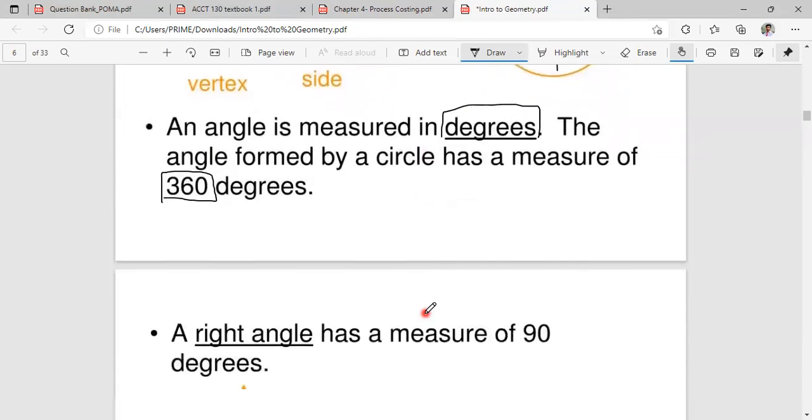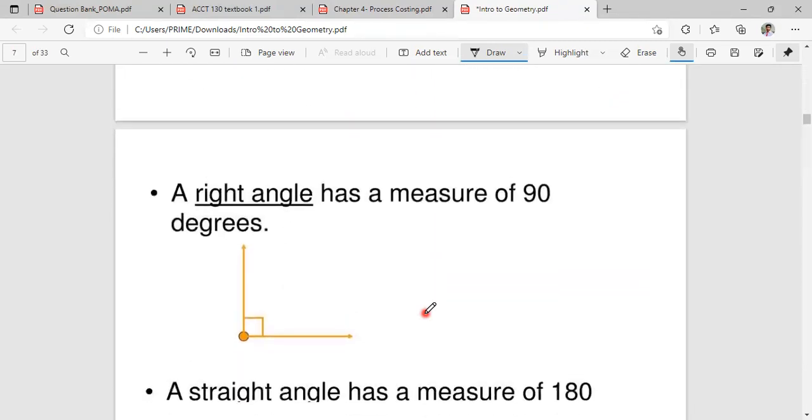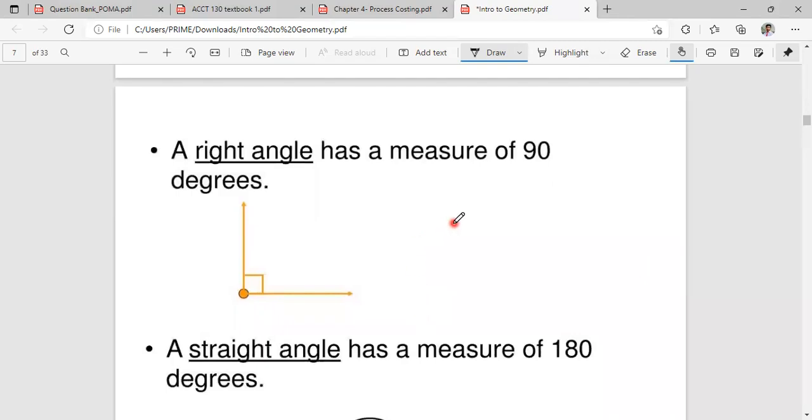Okay, moving to the next one. We have a right angle. What is a right angle? A right angle is an angle that measures 90 degrees. If an angle has a measure of 90 degrees, it is called a right angle. A right angle has one vertical side and one horizontal side, a horizontal ray and a vertical ray. The angle between these two rays is a 90 degree angle.